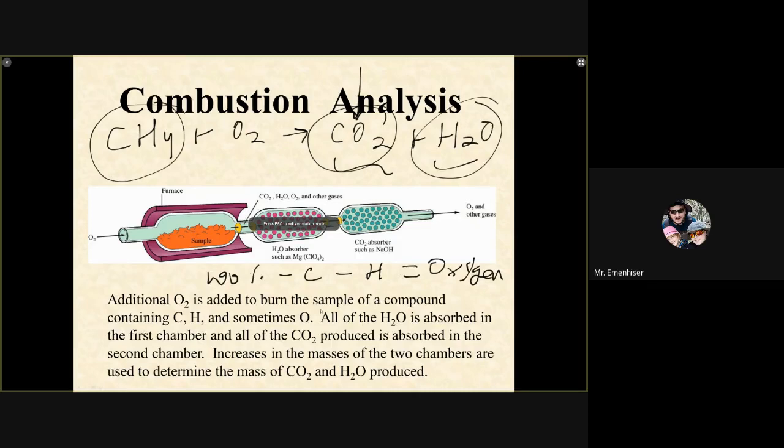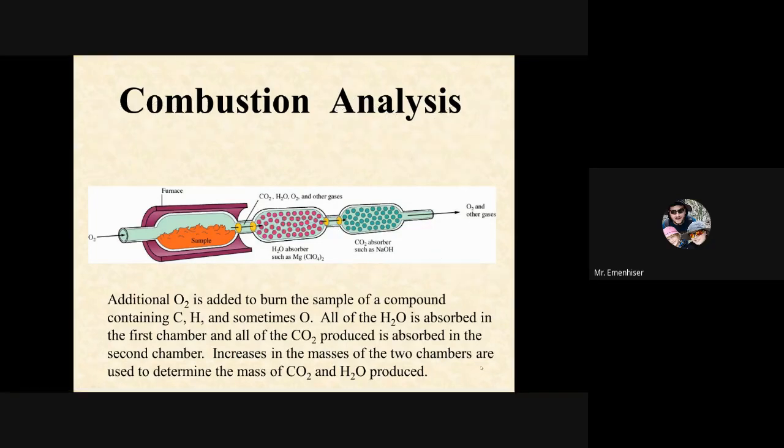Additional O2 is added to burn the sample. So there's excess O2. We've got a limited supply of fuel. Whatever the source is that we're burning, when it runs out, then the reaction stops. But we're going to have excess O2. All of the H2O is absorbed in the first chamber, and all of the CO2 produced is absorbed in the second chamber. Increases in the masses of the 2 chambers are used to determine the mass of CO2 and H2O produced. And then from that, we can determine what the sample was.